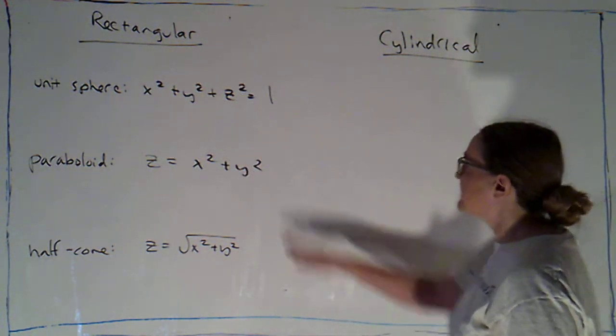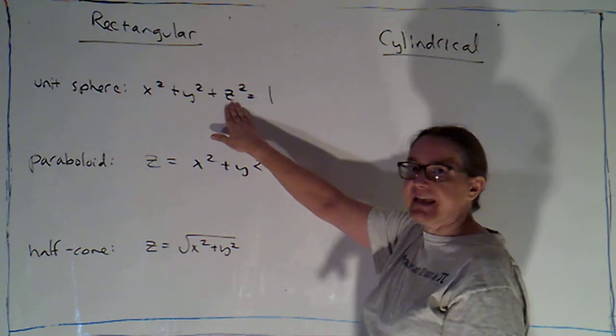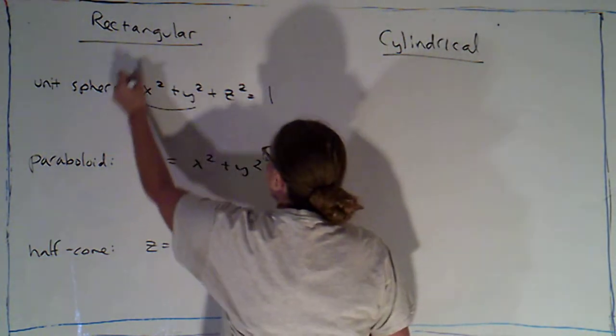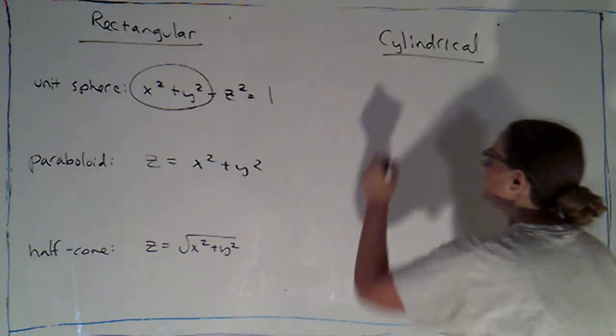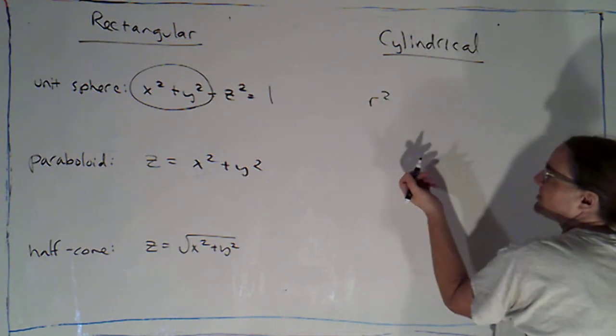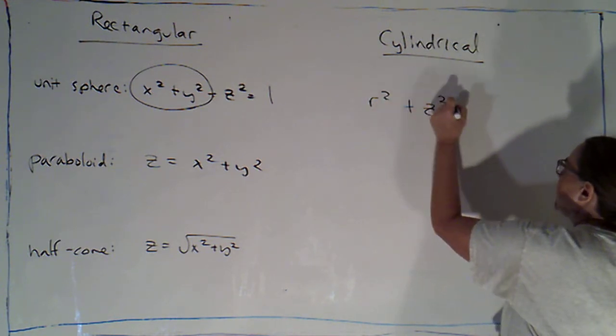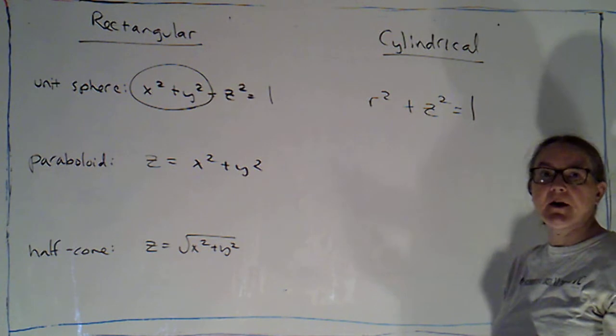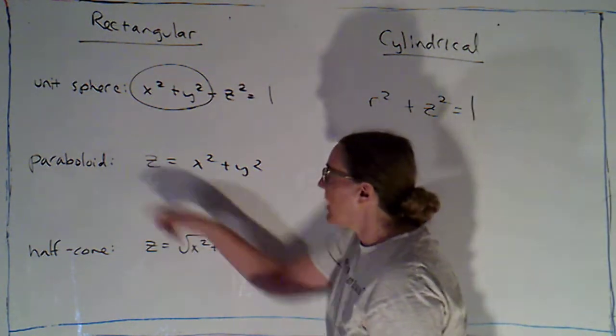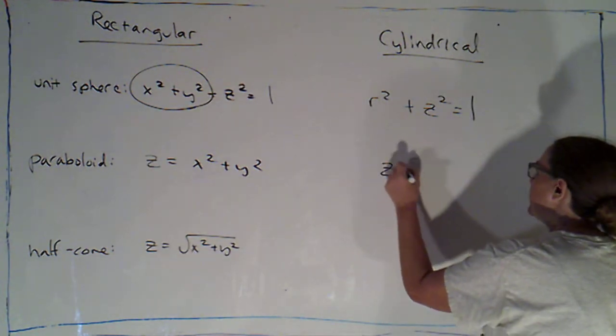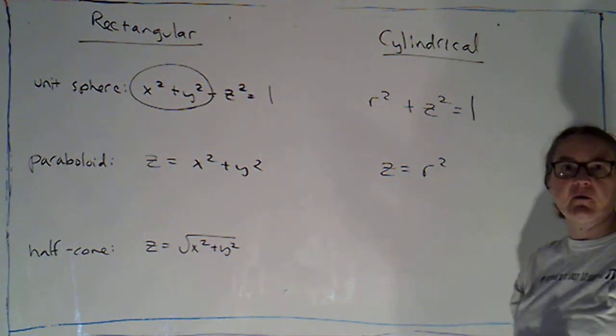Now when I convert to cylindrical, the z's just stay exactly as they are, and I'm always thrilled when I see an x squared plus y squared, because that's just r squared. So this becomes r squared plus z squared equals 1. Similarly, this paraboloid, z equals x squared plus y squared, is just z equals r squared.